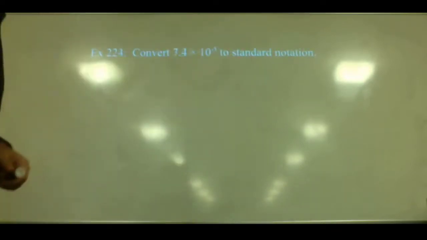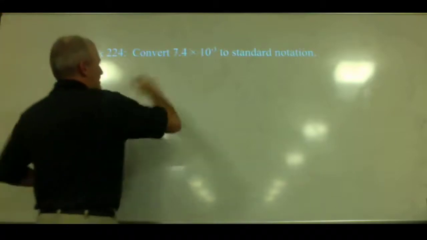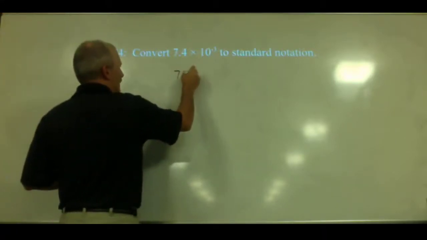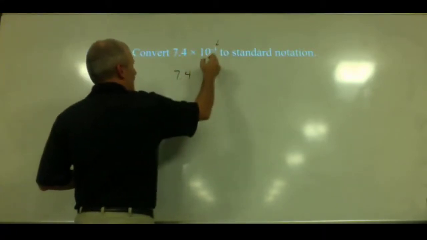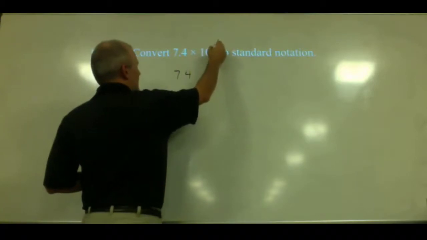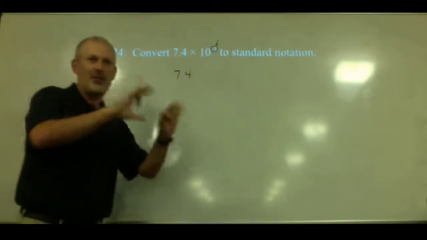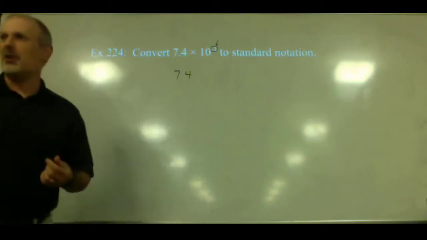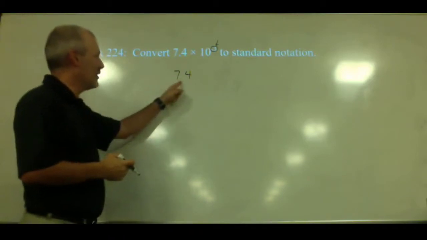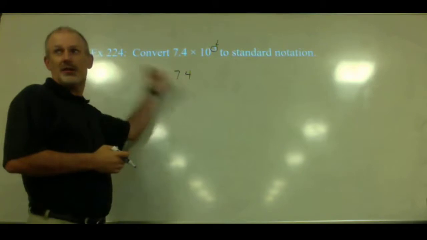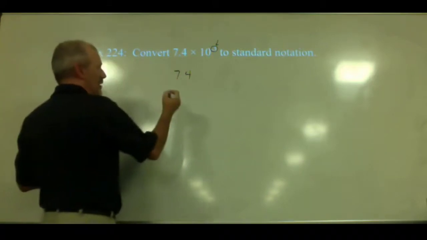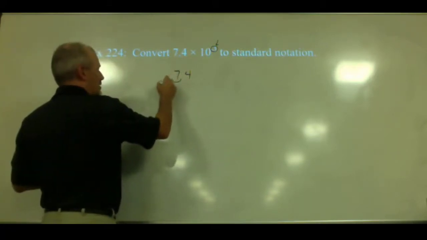All right, let's try another one. How about this one? We're going to write down our 7.4. We know we're going to move it 3 spaces. But again, since this is a negative, what does that tell us about our number when we're done? It should be a small number. So which way should I move the decimal point if I need it to be a small number? This way, right? So how far am I going to move it? 3. 1, 2, 3.